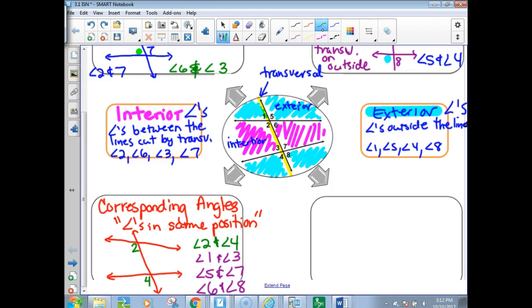One more type for the boxes. These are going to be called consecutive interior angles. Consecutive interior angles are also called same side interiors. That's another way to describe it.